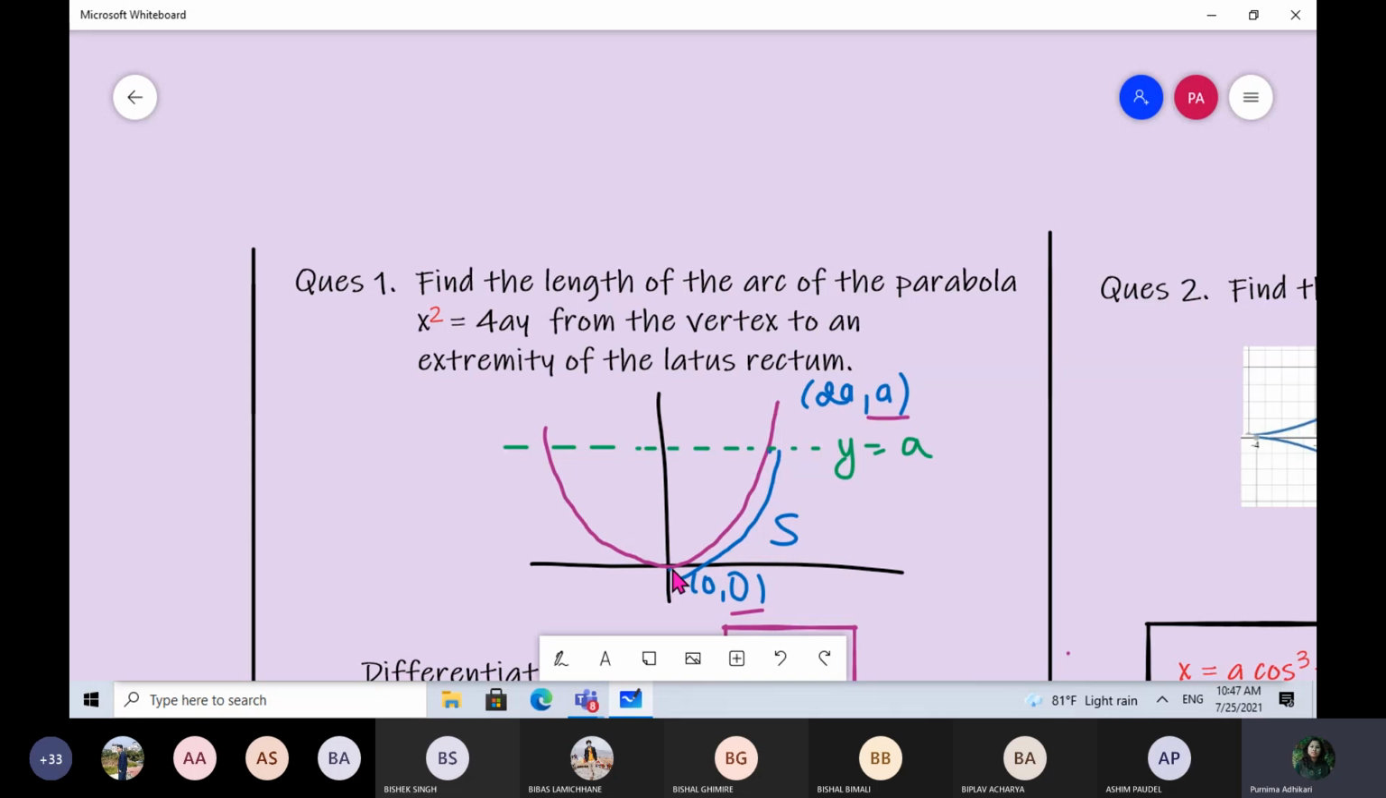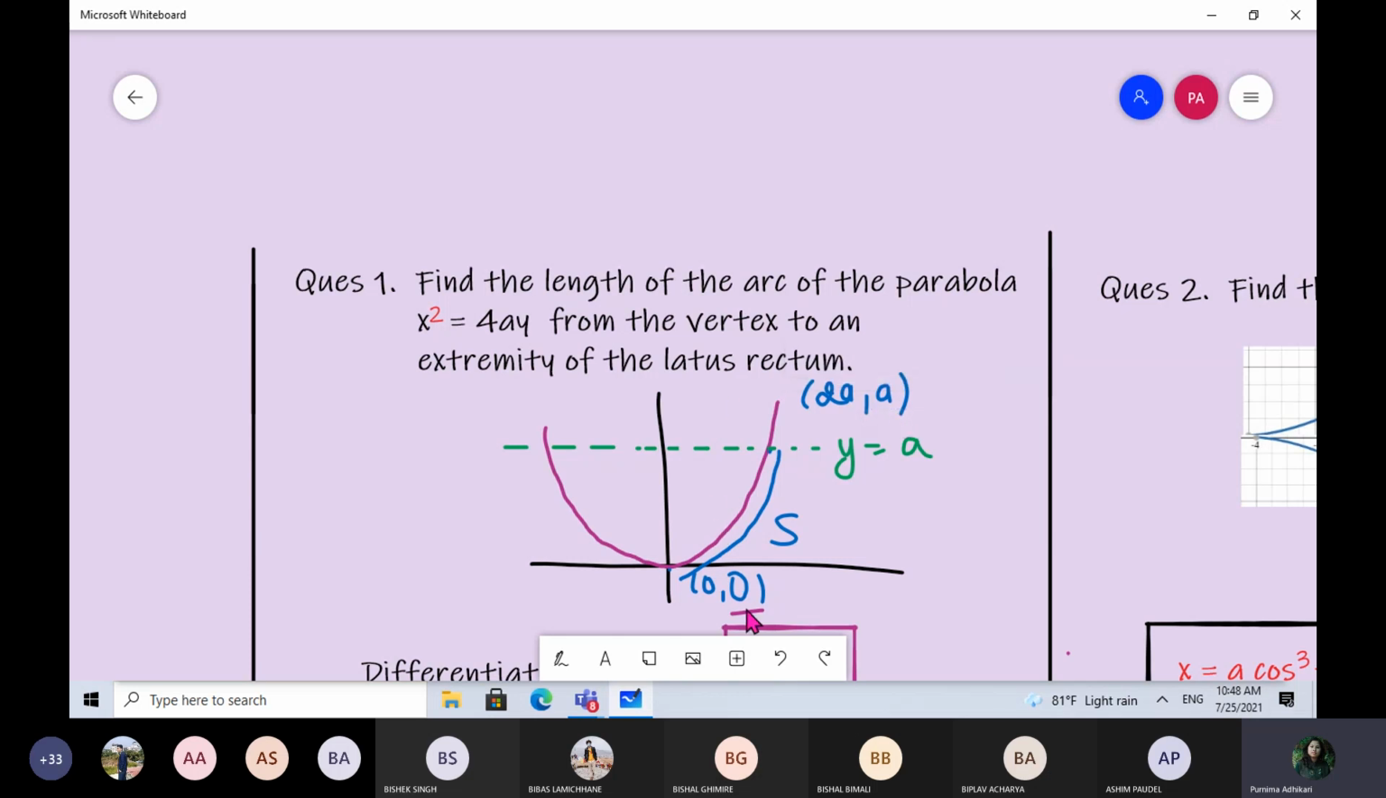So which length do you need? You are looking for the length from the vertex to the extremity of the latus rectum, that is the length up to here. Vertex to where it meets the latus rectum. That means from 0, 0 to 2a, a. What is the point where it intersects the latus rectum? 2a, a.